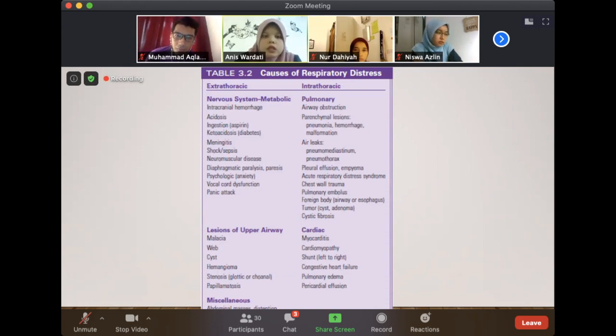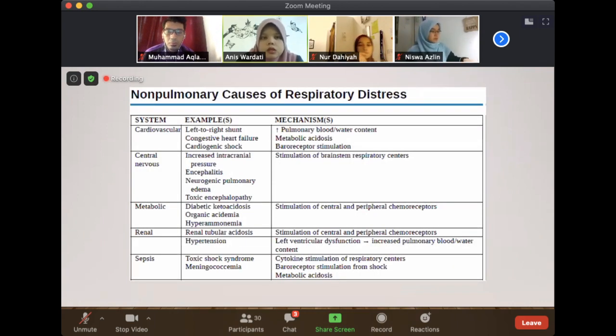For the nervous system, for example, meningitis, or any shock or sepsis in the patient, can also cause respiratory distress or breathlessness. Metabolic causes include acidosis, or ketoacidosis in type 1 diabetic patients. For lesions of the upper airway, for example, there can be formation of cysts or webs that prevent the air from circulating well. Miscellaneous causes include abdominal masses or anemia. So this is another classification, the non-pulmonary causes.